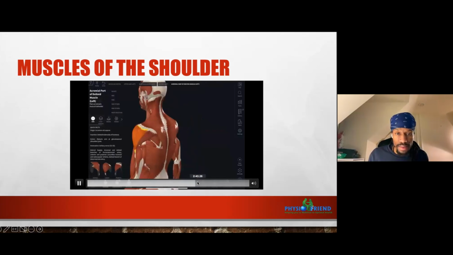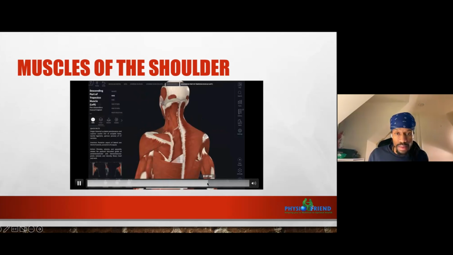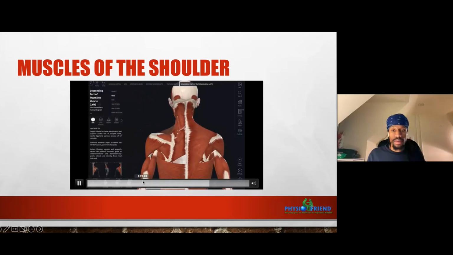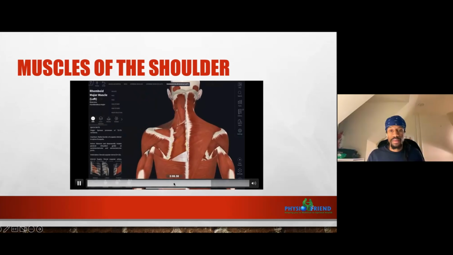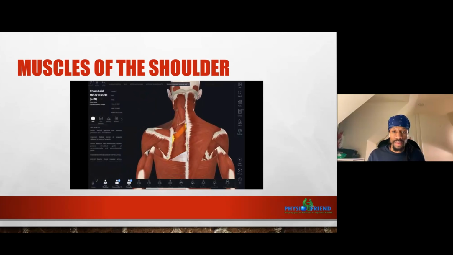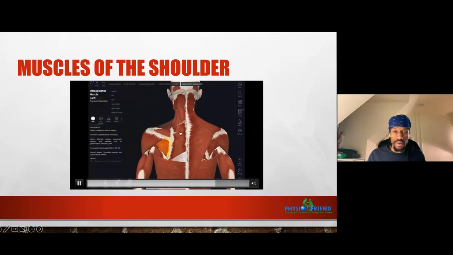That also includes the lateral and then the posterior to shrug the shoulder. All of that muscle you can see is attached to the scapula. But if we take away the traps, we can see the rhomboids, rhomboid minor and major. Both of these muscles help to position the scapula.